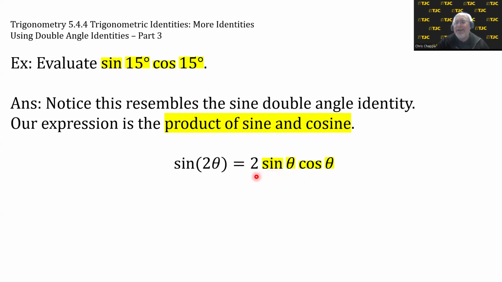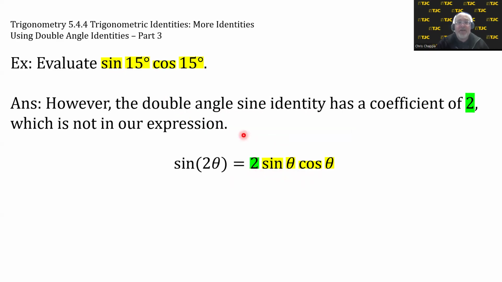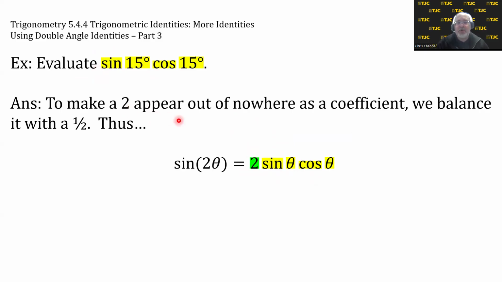But it's not quite the sine double angle identity because the double angle sine identity has a coefficient of 2, which is not in our expression. So how can we make that 2 show up out of nowhere? That would be handy if it were there. To make a 2 appear out of nowhere as a coefficient, we balance it with the 1/2.